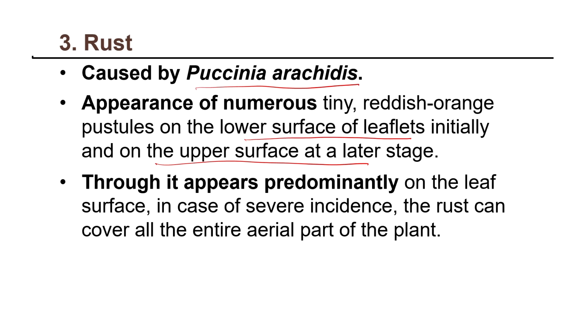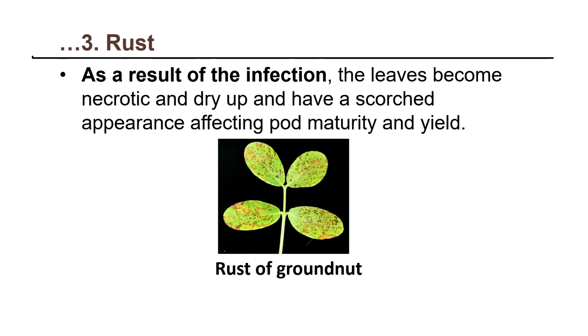In case of severe incidence, the rust covers the entire aerial part of the plant. Means this rust can spread to the stem, to the branches, to the buds or to the flowers or maybe to the pods also. As a result of the infection, the leaves become necrotic. Necrotic means death, and they dry up and have a scorched appearance, affecting pod maturity and yield.